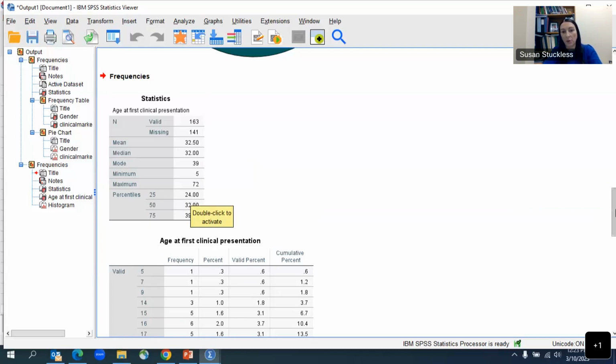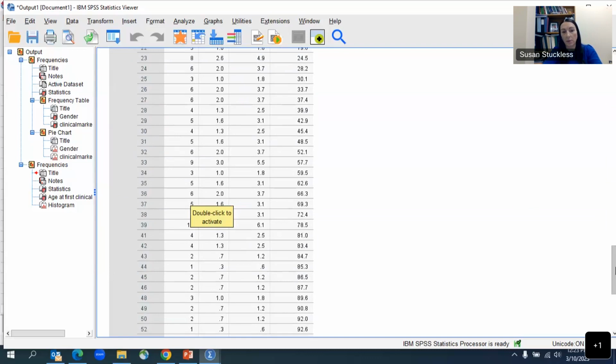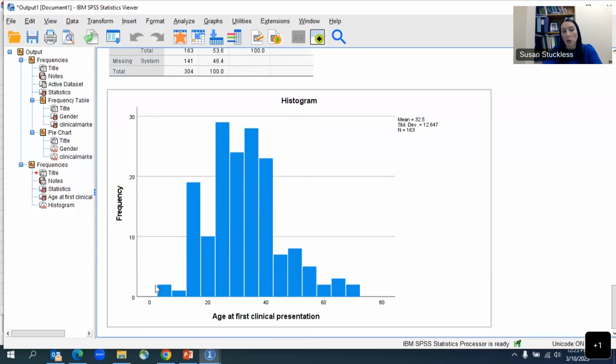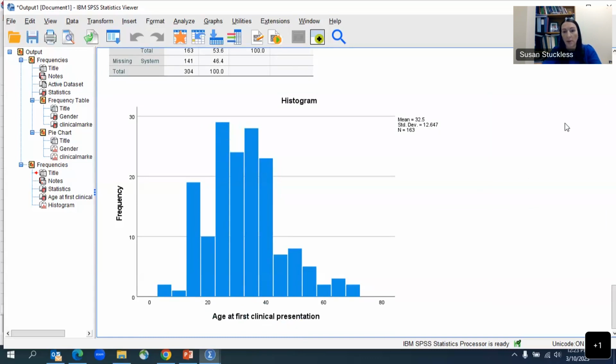Then if we scroll down to the bottom, it's the histogram chart that we had, which basically shows the age at clinical presentation and how many people presented at that age for the first time. So if you look at, I don't know, 20-something here, we had almost close to 30 people in that situation.